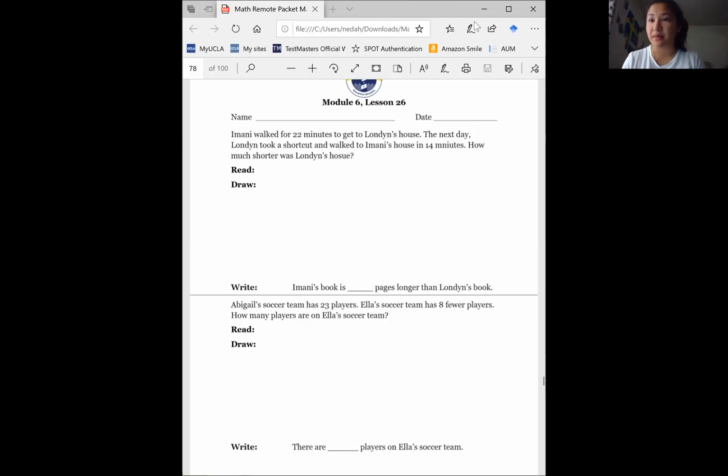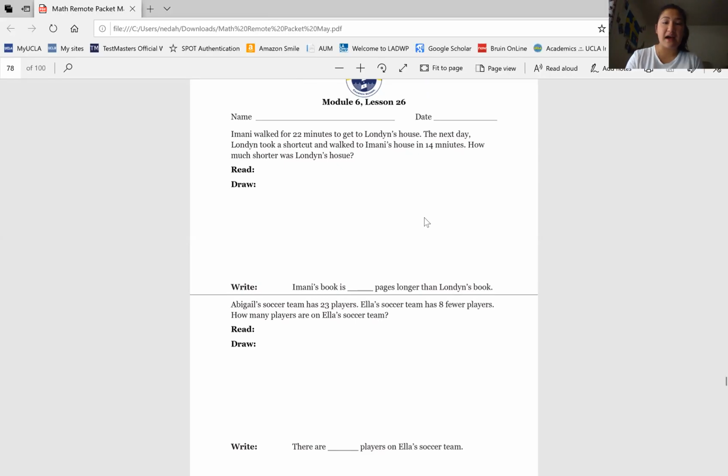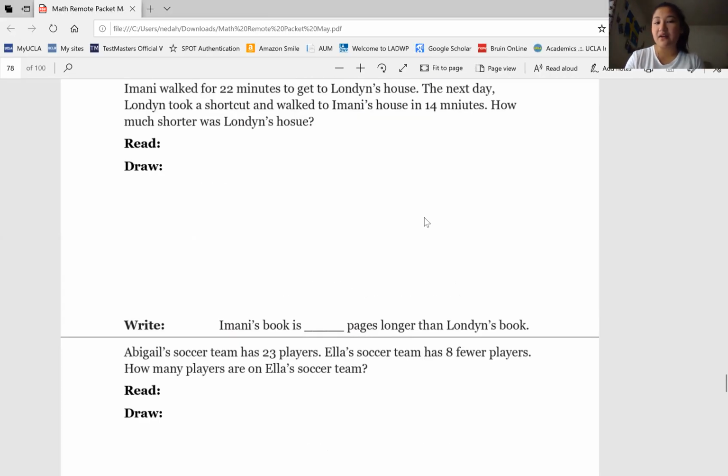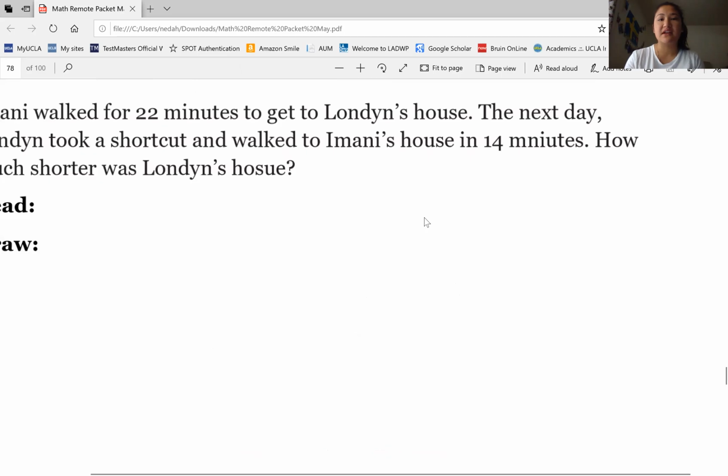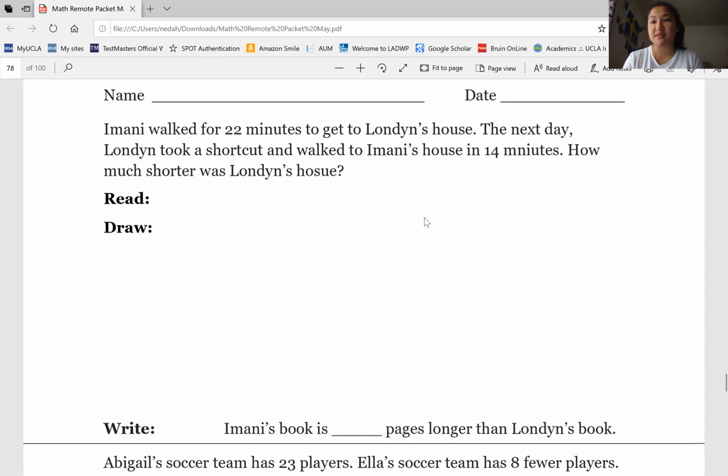For today, we are going to get started on Module 6, Lesson 26. Today is all about word problems again, so if you need help from a parent or a cousin or a brother or sister to help you write these word problems on your page, make sure you're asking for help. We are going to start reading on 2.